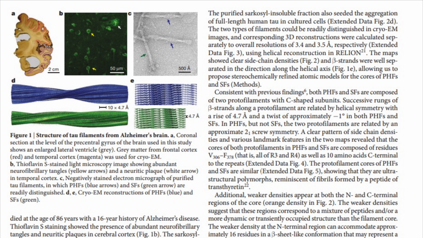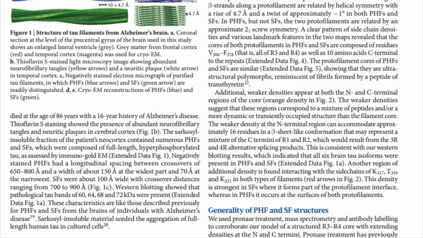Additionally, weaker densities appear at both the amino and carboxy terminal regions of the core, orange density in figure 2. The weaker densities suggest that these regions correspond to a mixture of peptides and/or a more dynamic or transiently occupied structure than the filament core.